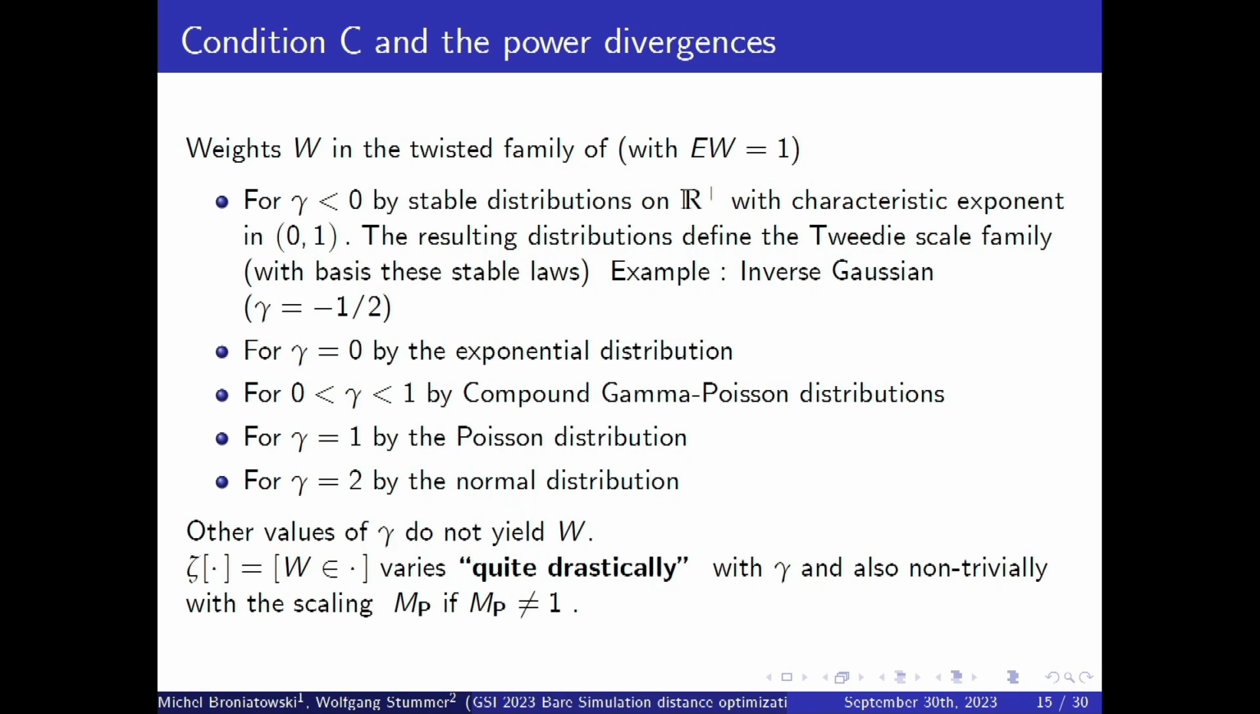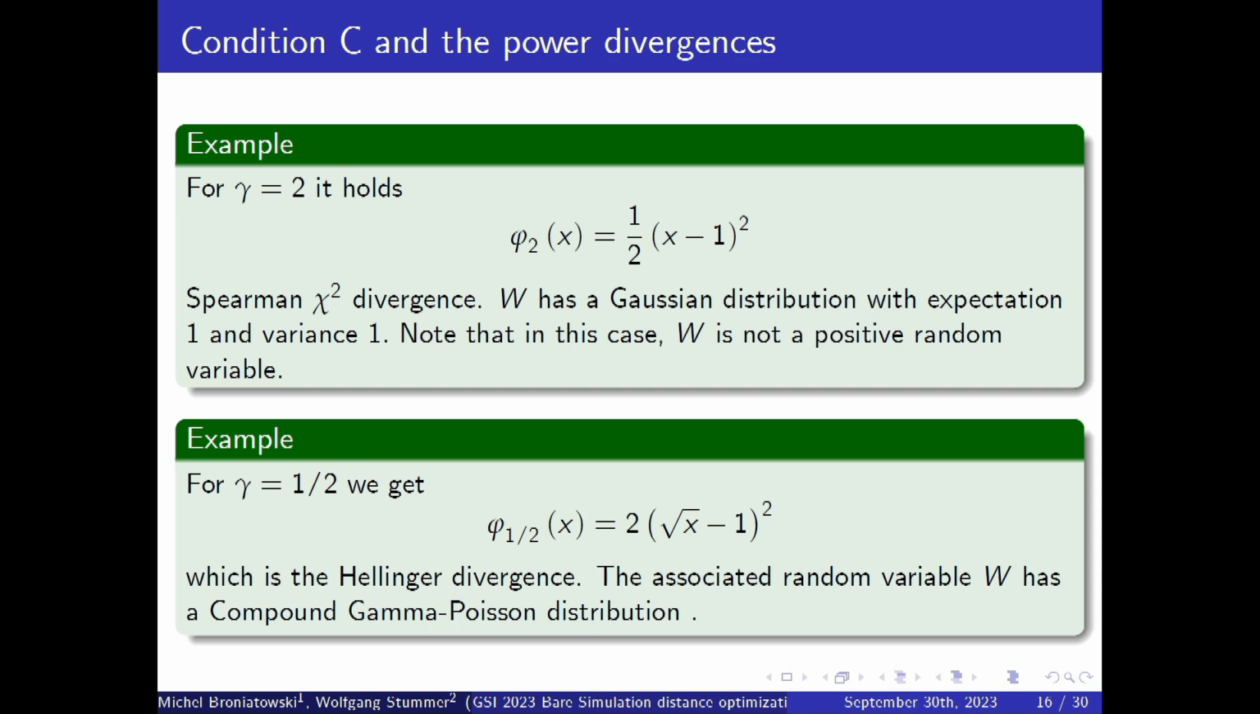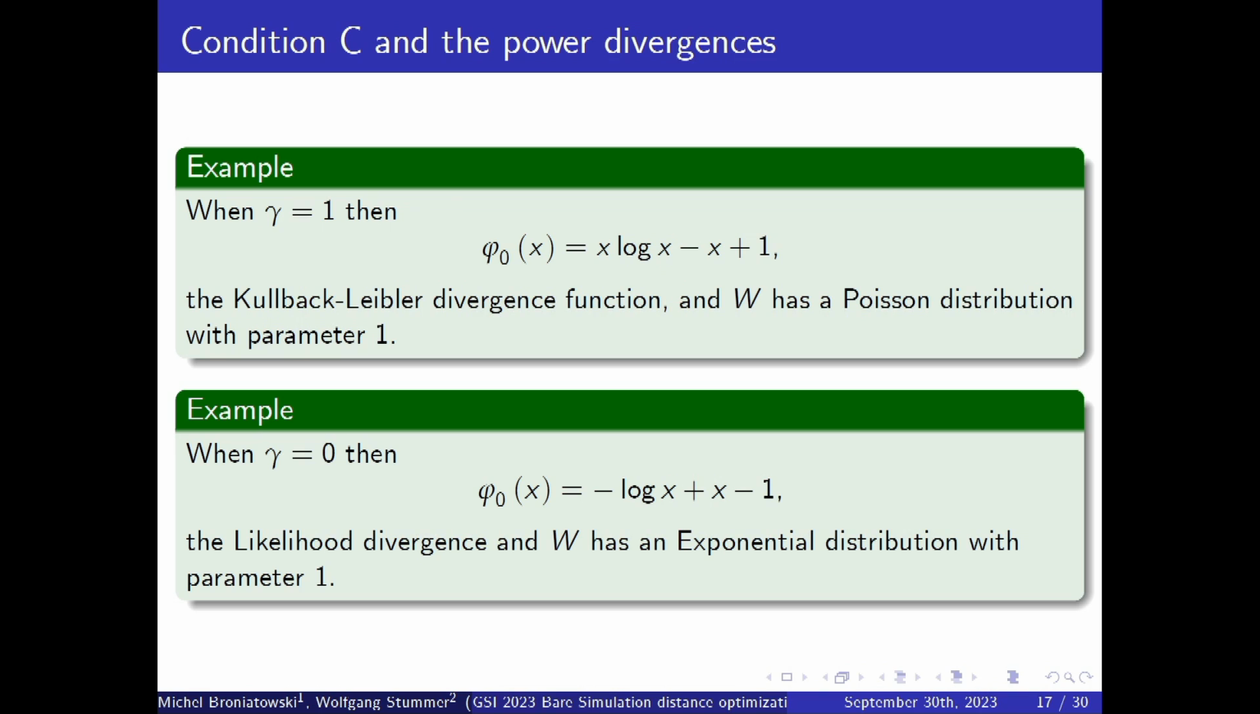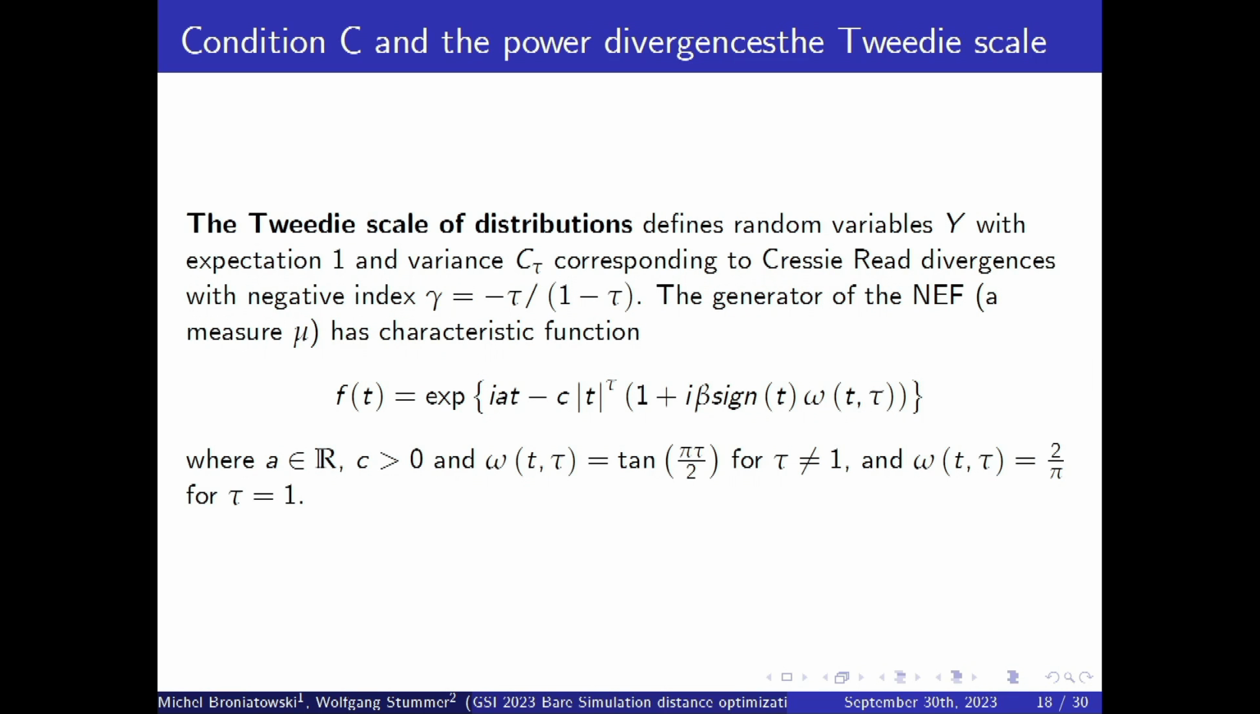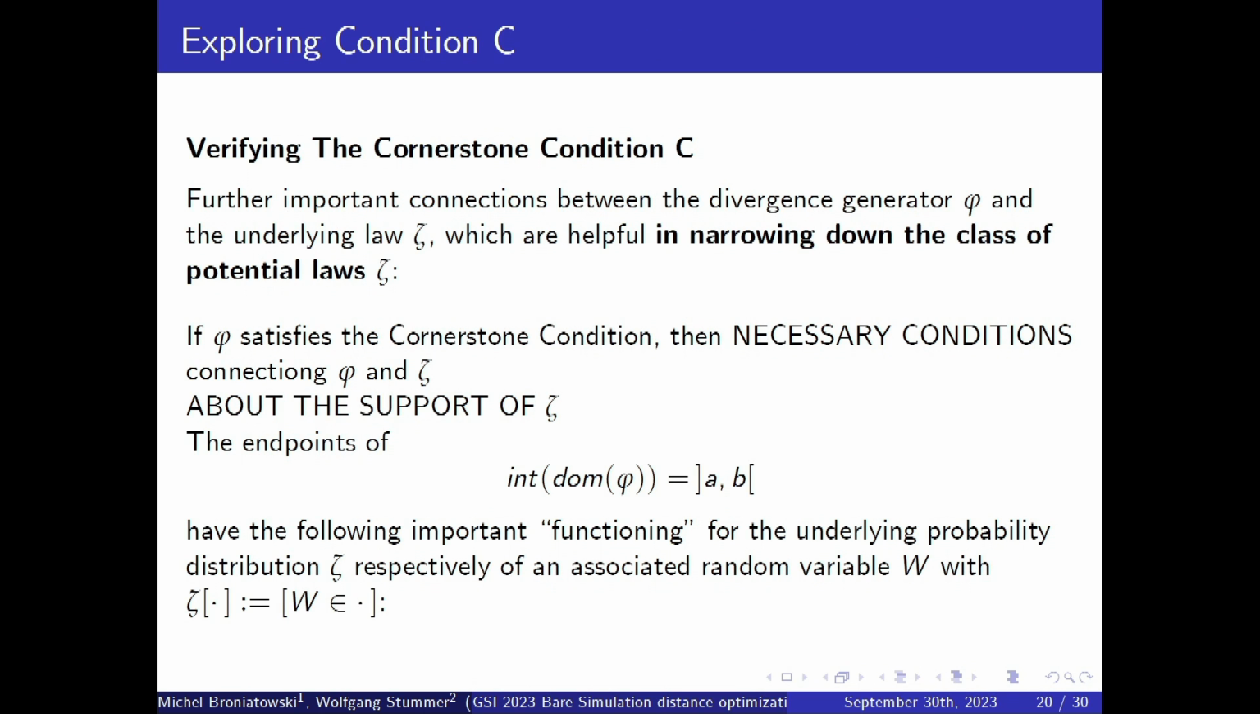This has been noticed in another context by Letac and others on natural exponential families, because it's very linked to the same kind of problems. Here are a few examples. I'll go very quickly on that. You see, according to the various divergences, we get explicit forms for the W.